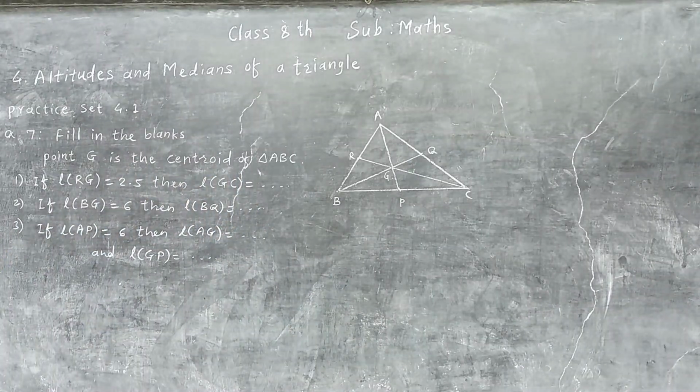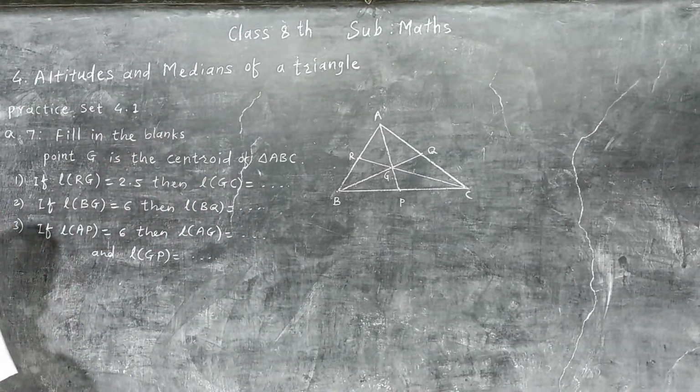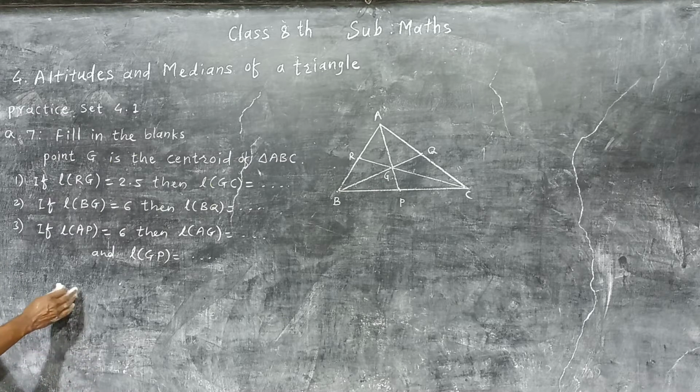Now we use this property to study example 7. RG is equal to 2.5, then we calculate GC. Now solution.